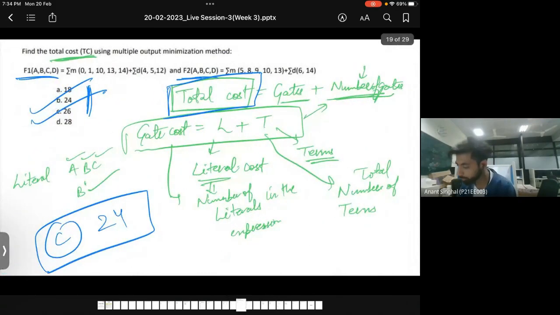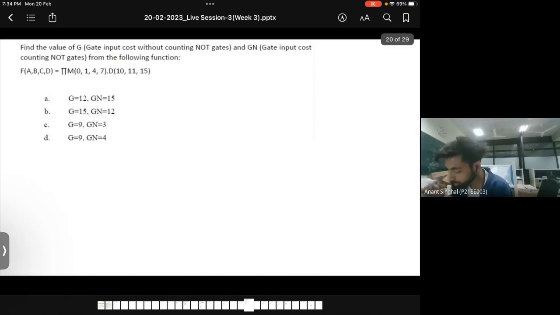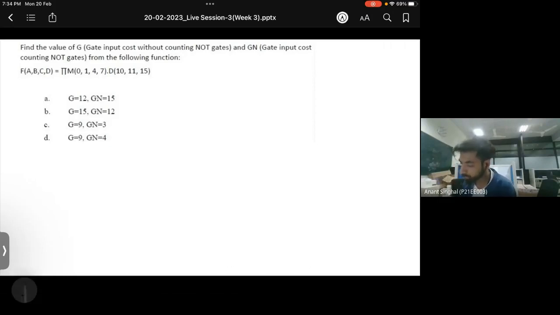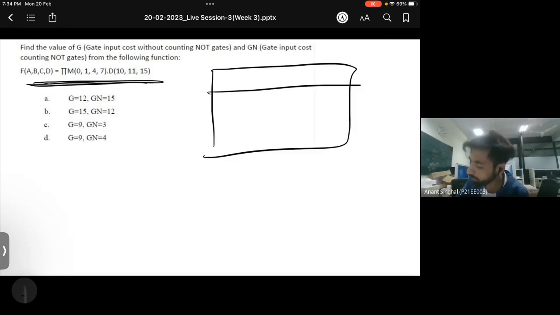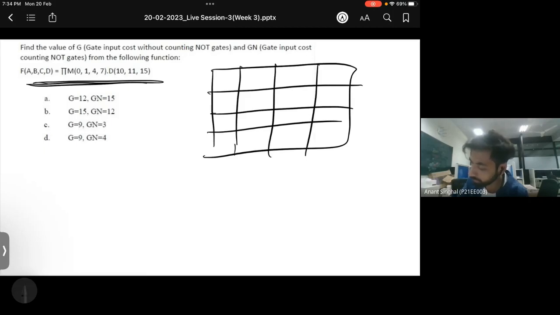We can solve some more questions. It will clarify more. So this is again a question in which we need to calculate the gate input cost without counting NOT gates and with counting NOT gates. For that, first we need to minimize this expression. So anyone please try to do it as fast as you can and let me know the expression that you are getting. I'll also do it side by side, but try to give it to me by yourself. Please be attentive. This is a POS form.